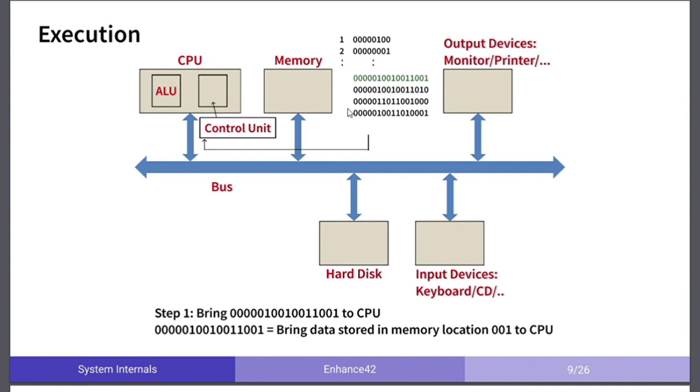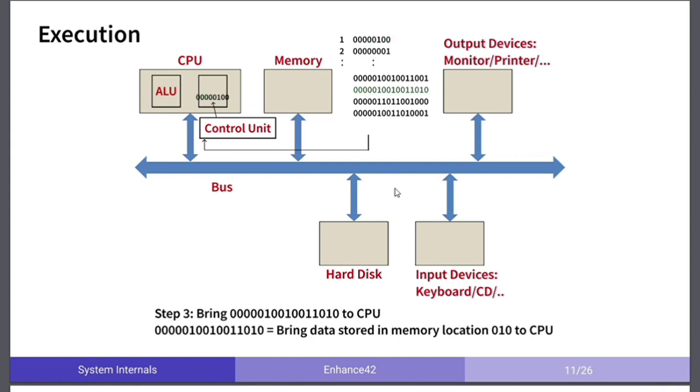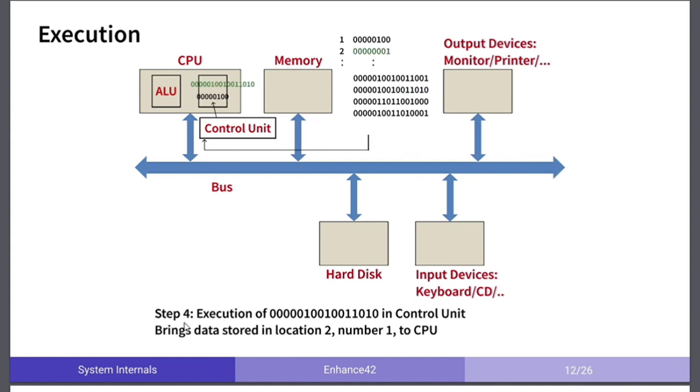Step 1, 001 is brought to the CPU from memory location 001. Step 2, execution of 001 in the control unit. Here you can see it's showing the first position. It brings data to location 1 in the CPU. It shows in the control unit the output. Step 3, it brings 010 to the CPU from memory location 010. Step 4, it executes 010 in the control unit.